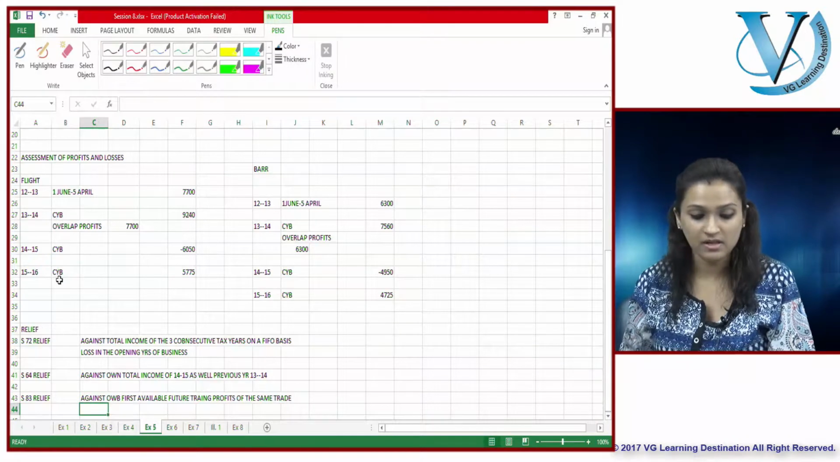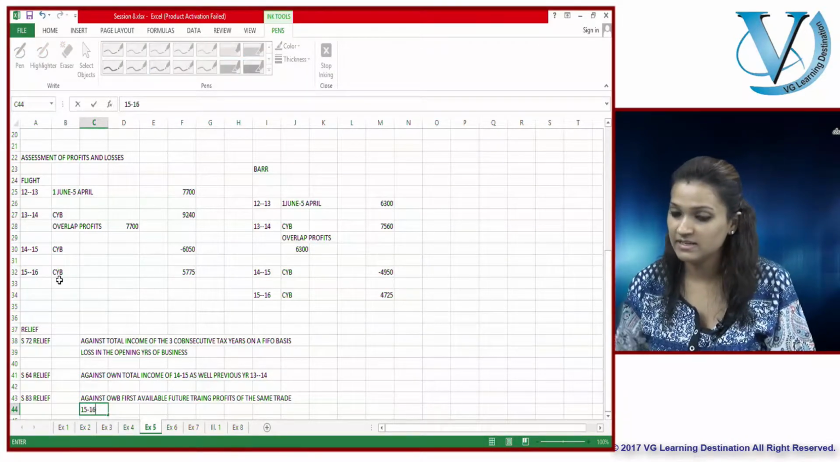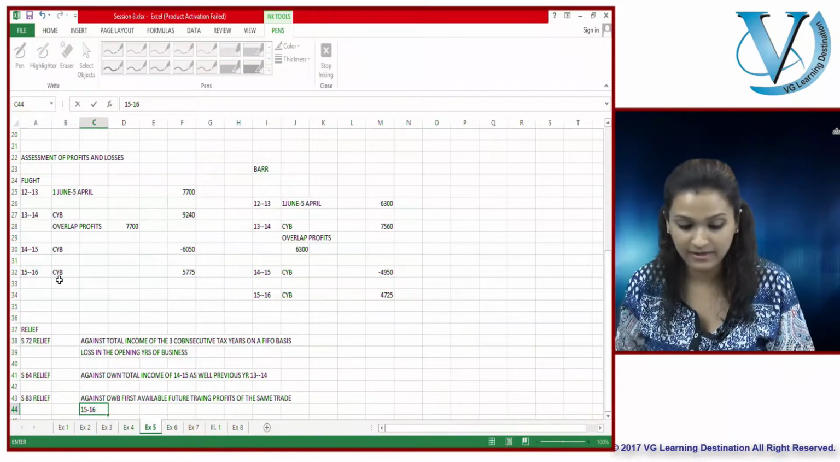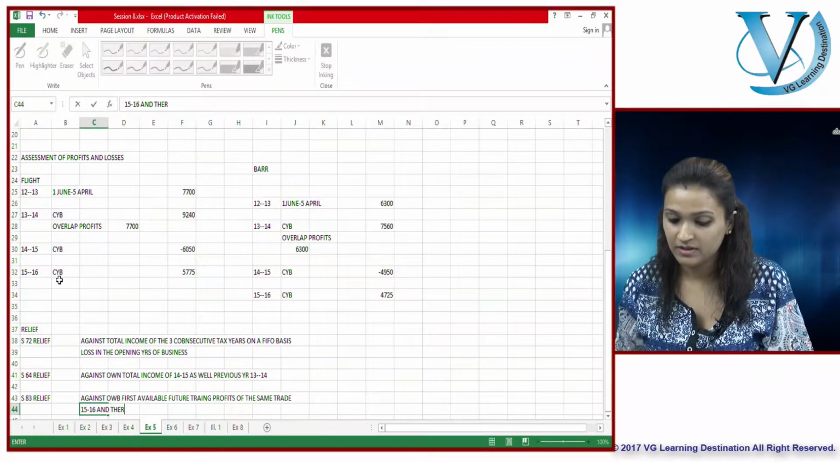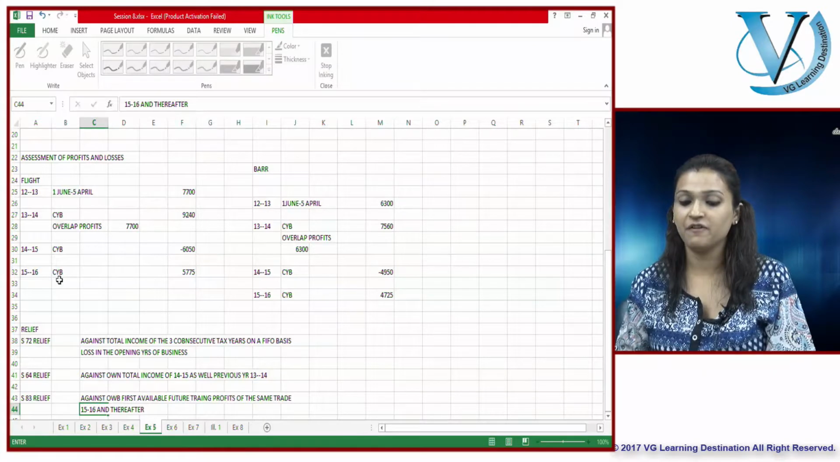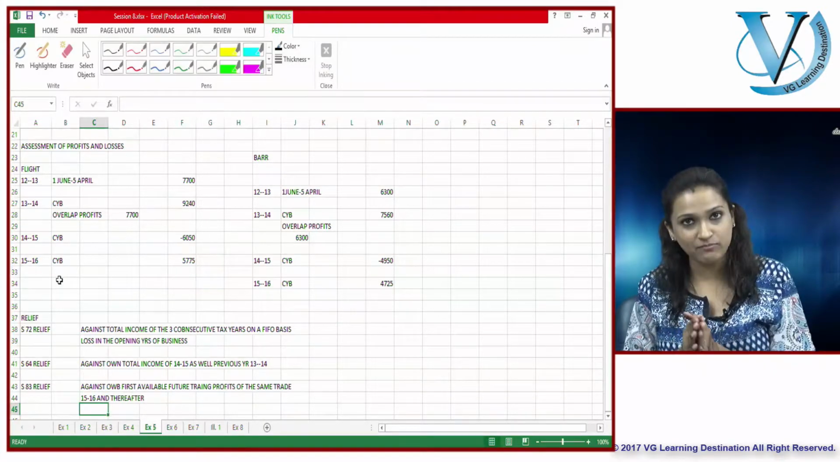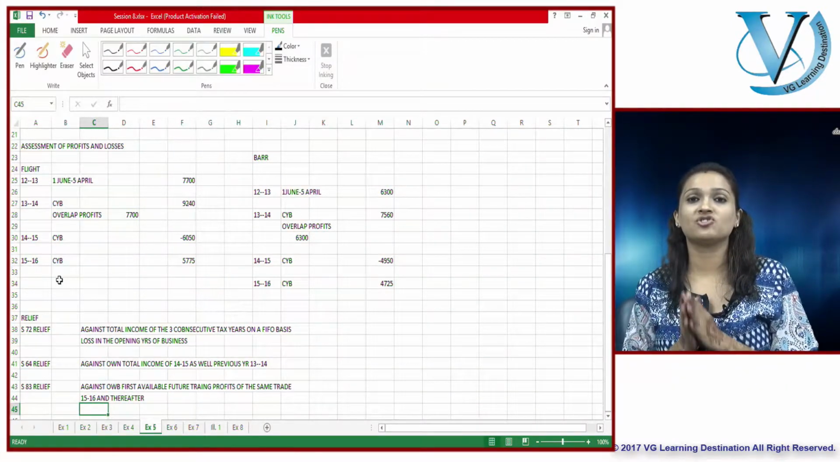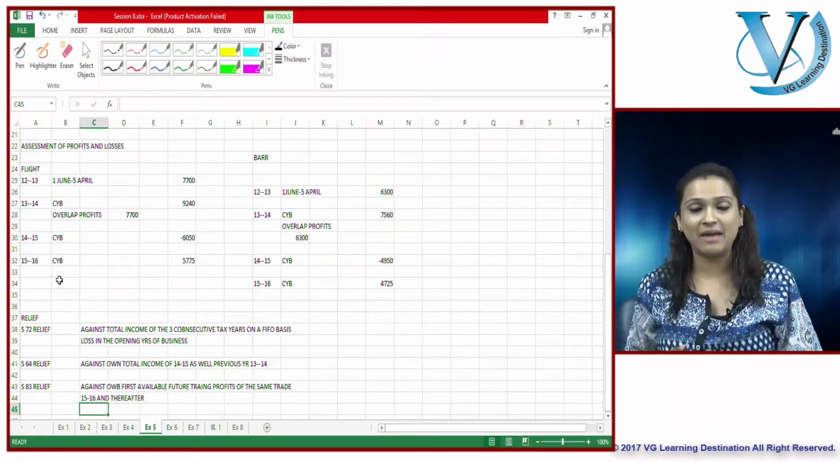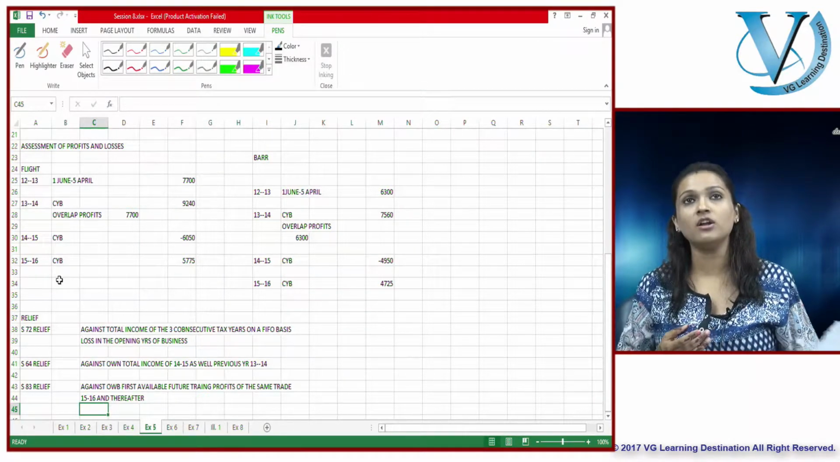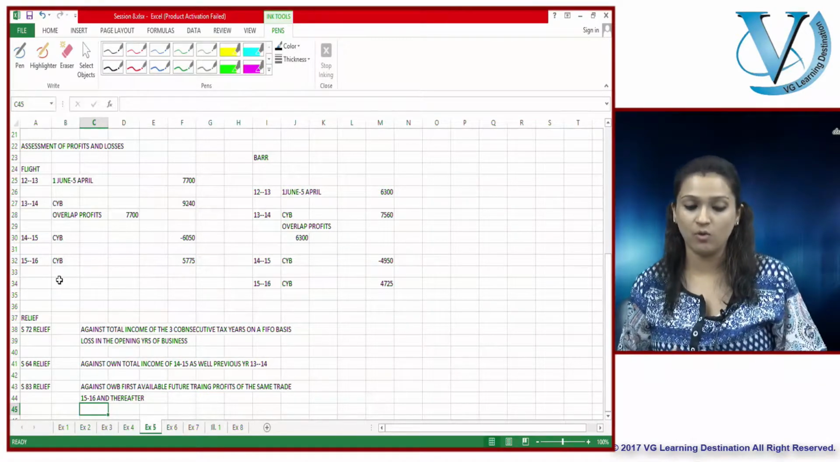You have available sections 15, 16 and thereafter. So against the first future profits of the same trade, you also have section 83 relief, which is available to you, which you can claim as a deduction for the losses that you have availed.